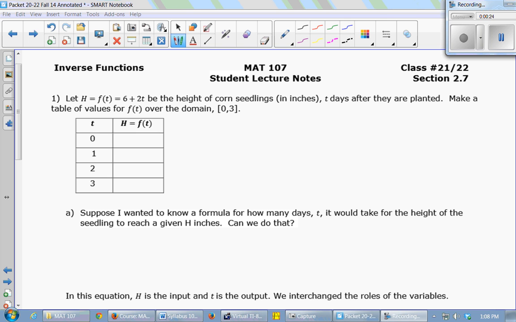So what is the height of the corn seedling at time t equals 0 when we first plant it? 6 what? 6 inches. Yeah. We're plugging in 0 for the t, so it's just 6. Yeah, 6 inches. And then what about when t is 1? What is h? 8, and then 10, and then 12 inches. So this says that you start at 6 inches and you add 2 inches every day, right? So this is a function talking about the growth of this seedling.